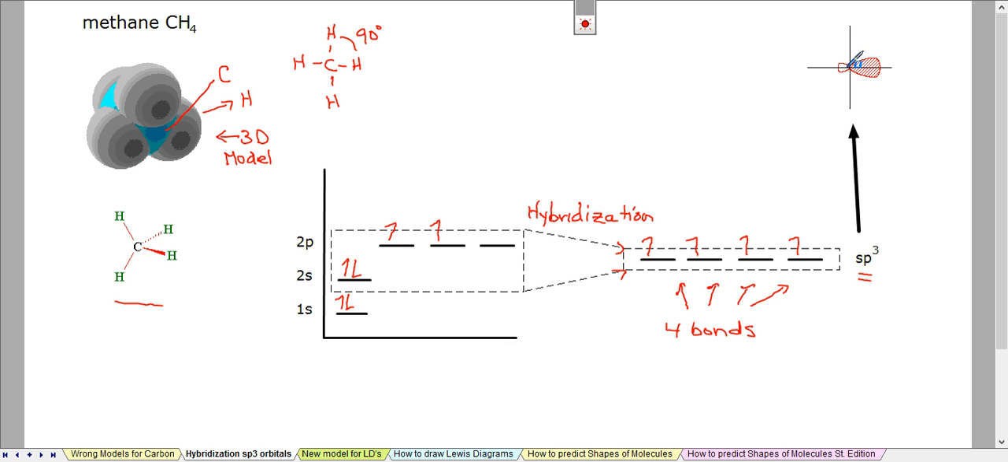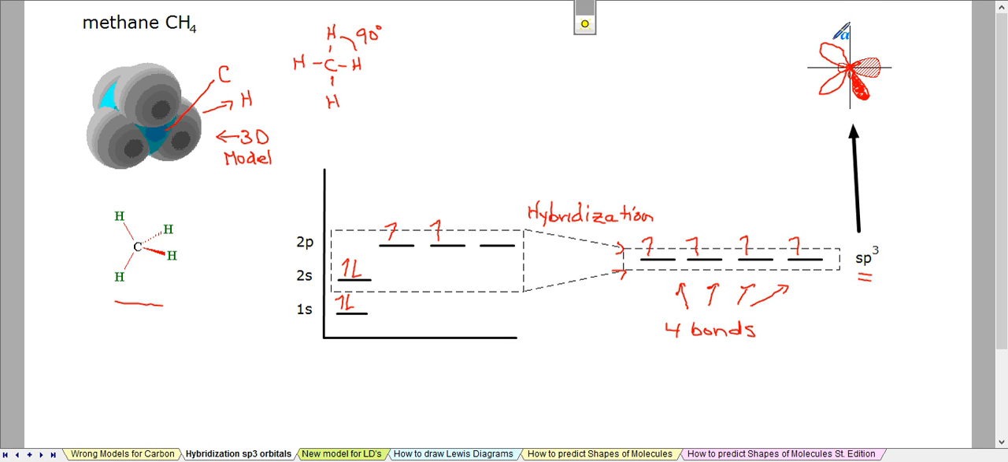So we'd have one like that, another one that would look like that, another one like that, and another one like that. Say this one is going into the page, this one right here is coming out of the page towards us, and these two are kind of flat.